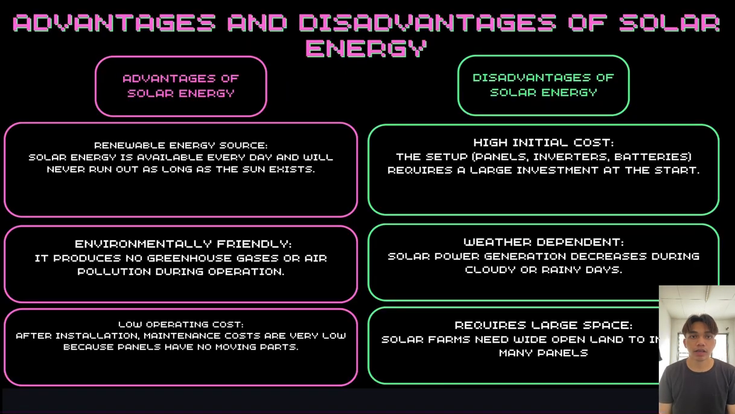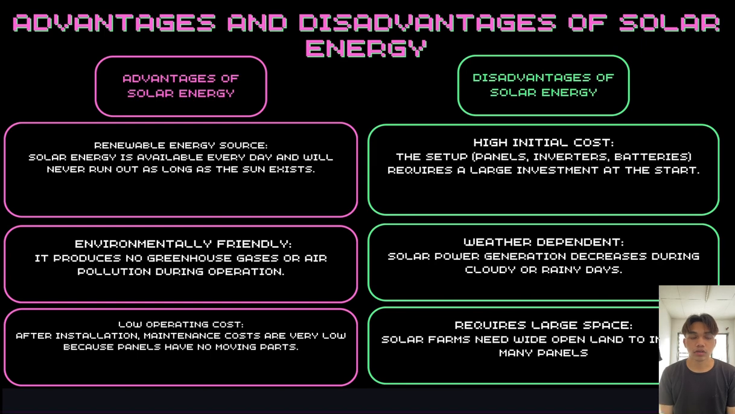Next, I will talk about the advantages and disadvantages of solar energy. First, the advantages. Solar energy is a renewable energy source. It's available every day and will never run out as long as the sun exists. It is also environmentally friendly because it doesn't produce greenhouse gases or air pollution during operation. Lastly, it has a low operating cost. After installation, maintenance is cheap since the panels have no moving parts.